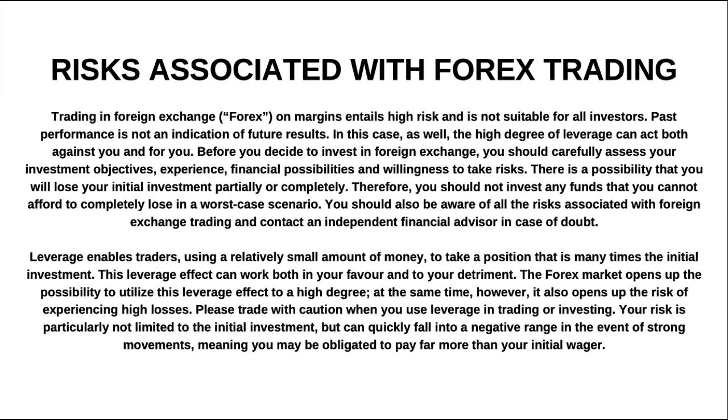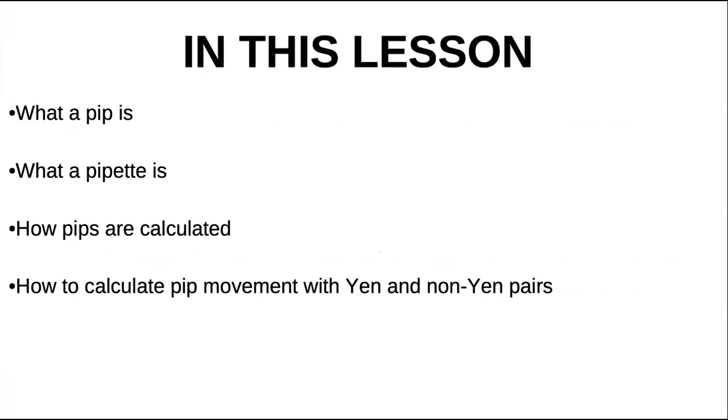In this lesson, we are going to be discussing what a pip is, what a pipette is, how pips are calculated, and how to calculate pip movement when it is a yen pair versus a non-yen pair. And a yen is the currency for Japan. So you will hear me refer to the yen, and that just means the Japanese yen.